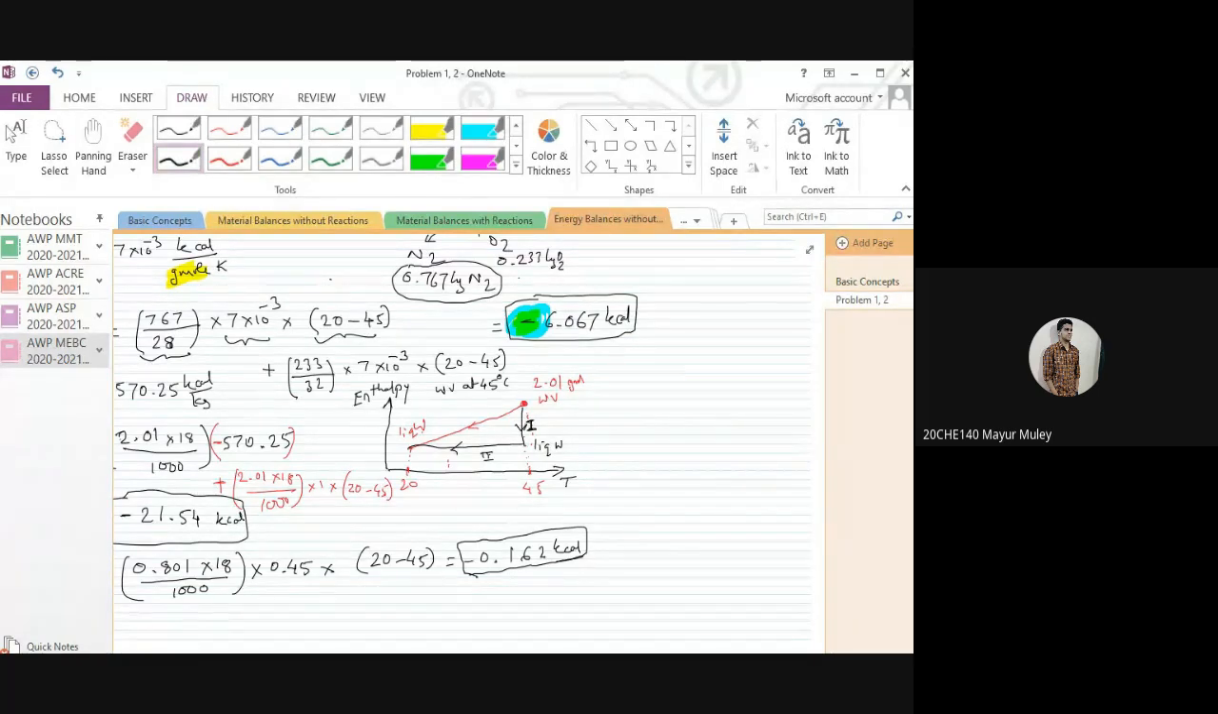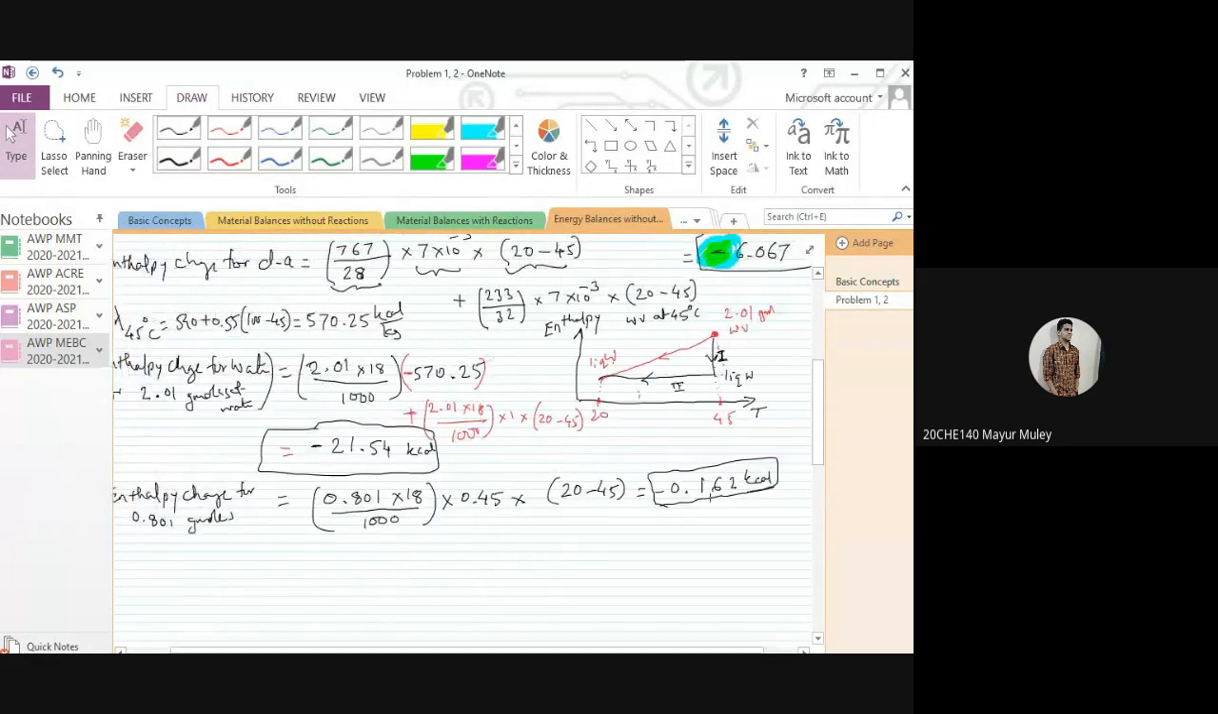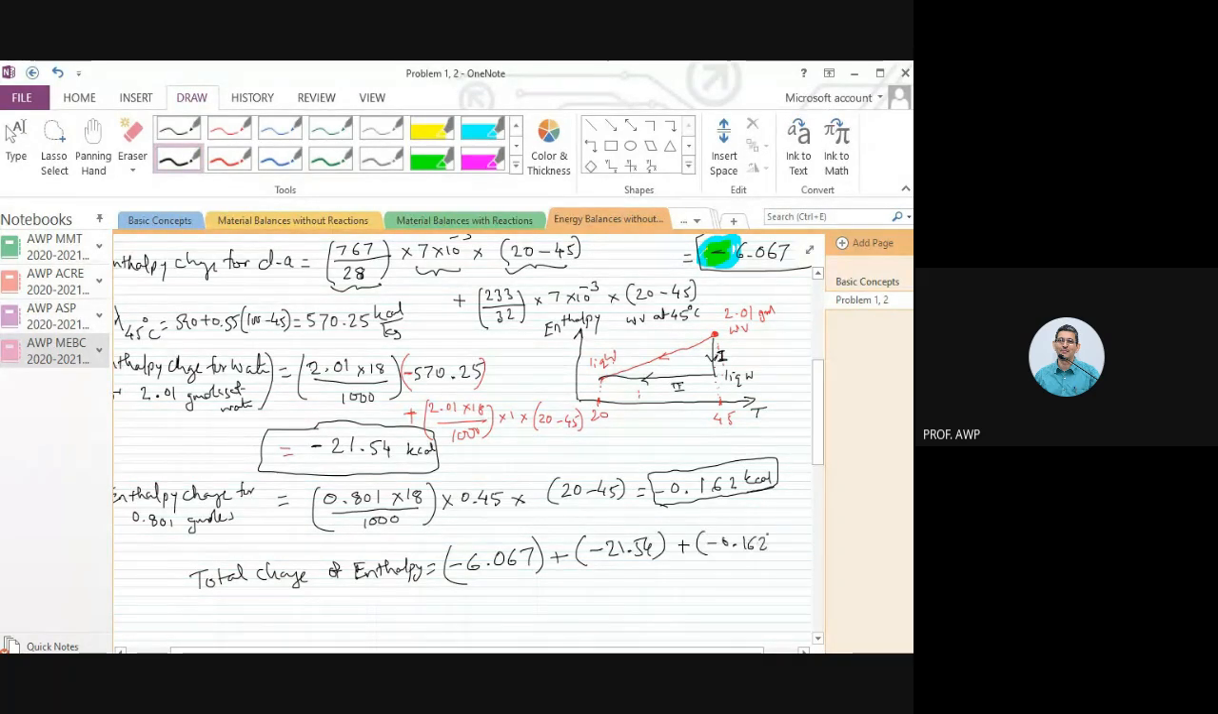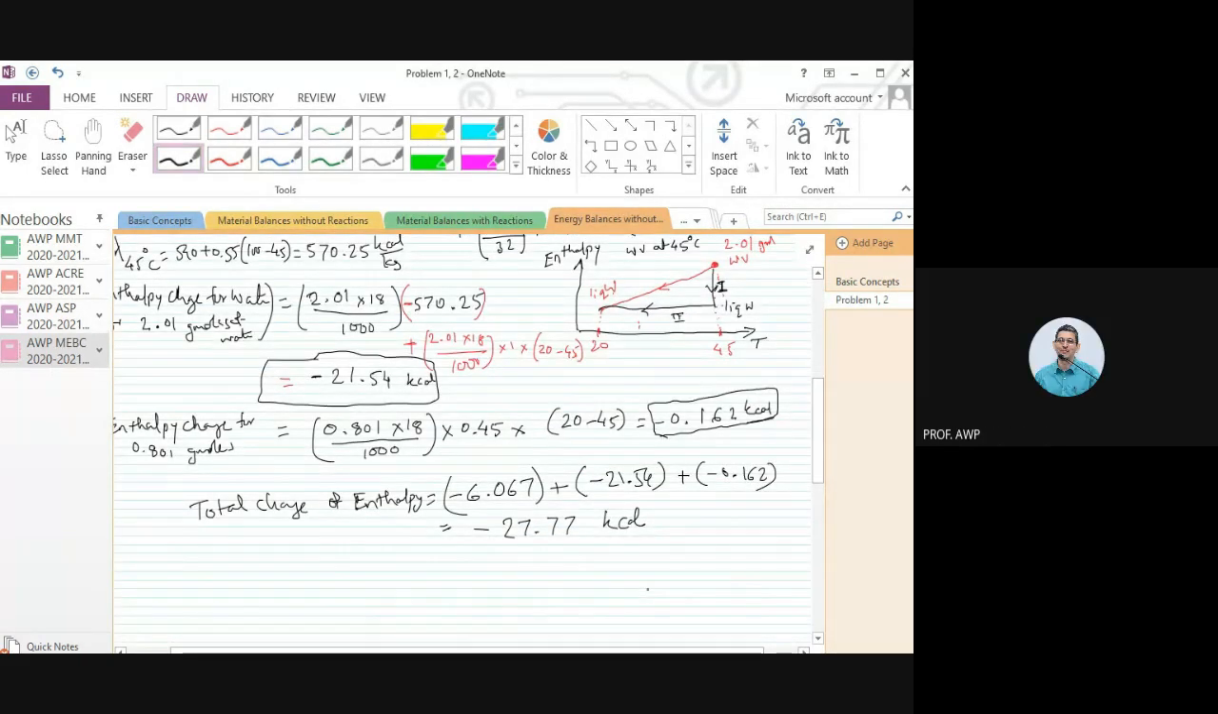Yeah. So now we will add up all the energy. So the total change of enthalpy would be minus 6.067 plus minus 21.54 plus minus 0.162, which gives minus 27.769. Or minus 27.8 if you like.